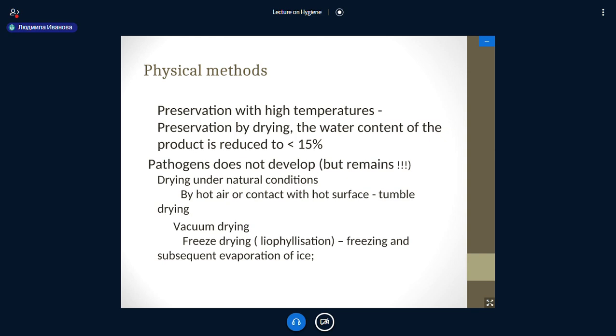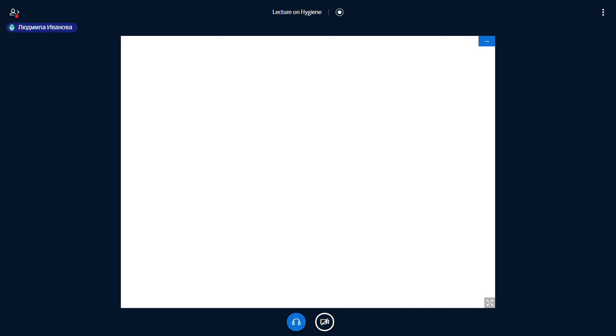Physical methods: preservation by drying, where the water is removed from the product. In this situation, when low water content is ensured, pathogens do not develop but remain. Drying under natural conditions, or by hot air, or contact with a hot surface. For example, tumble drying is used to produce dry milk for infants. Of course, also vacuum drying, and freeze drying, lyophilization. The first step is freezing, and then subsequent evaporation of ice. This is a very advantageous method of processing.